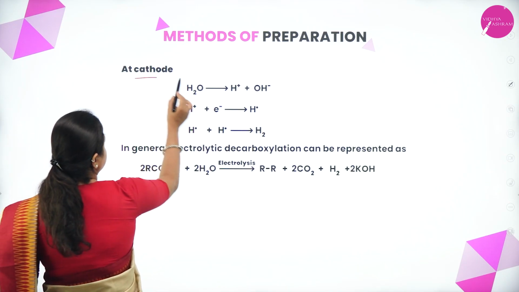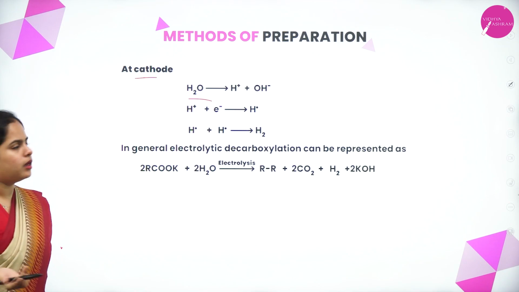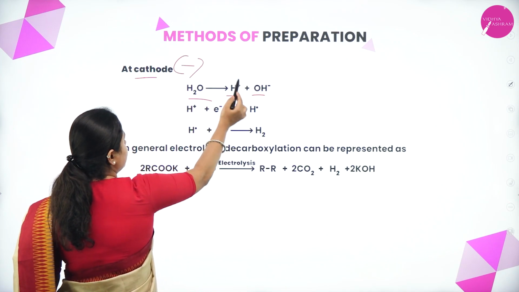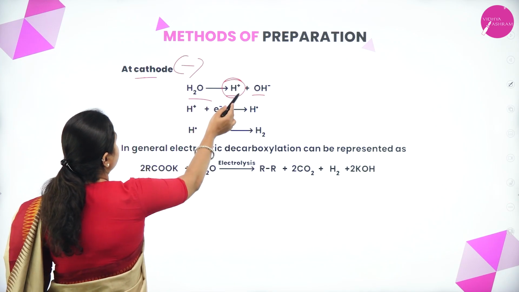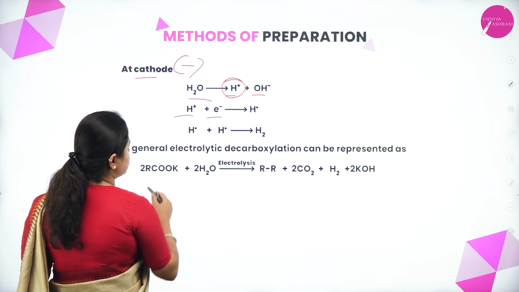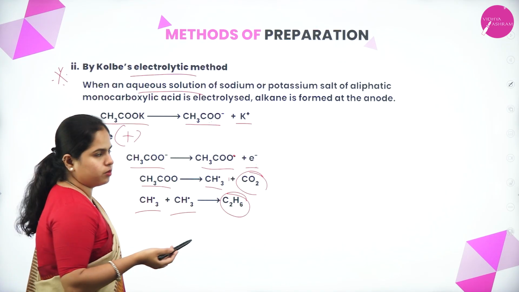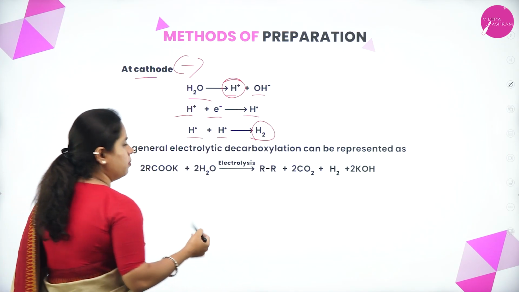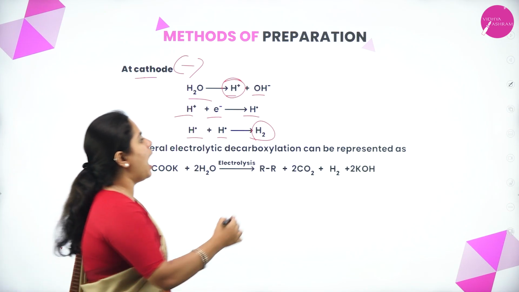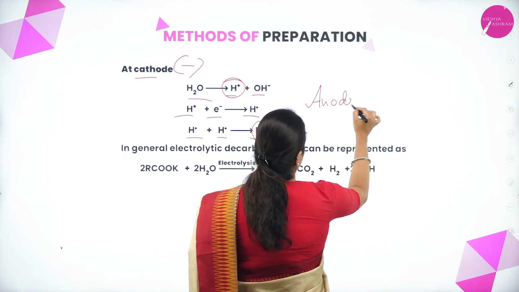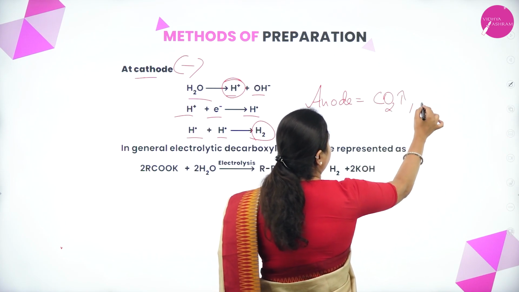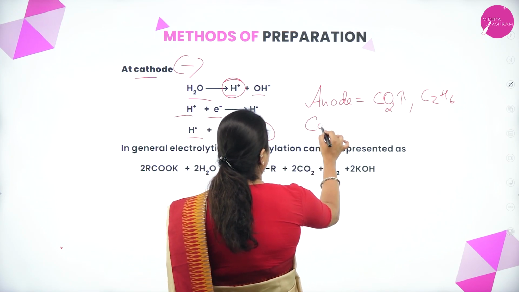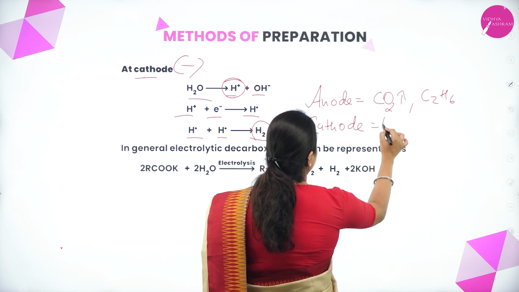Now at the cathode, what happens? H2O. Okay, water is also present, right? So water breaks down into H plus and OH minus. Now as the cathode is negatively charged, the H plus, which is the positive one, goes to the cathode. Now H plus accepts the electron which was removed from the anode. It accepts the electron and forms a hydrogen radical. Now two hydrogen radicals will combine and form hydrogen gas. So what happened at the anode? At the anode, carbon dioxide gas was liberated, plus you got your alkane as well, right? Carbon dioxide and alkane. And at the cathode, which gas was liberated? At the cathode, you got hydrogen gas.